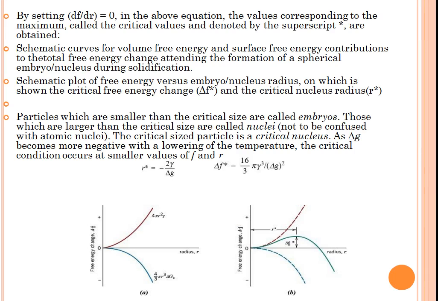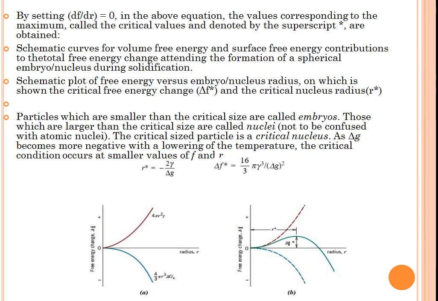By setting dF/dr equal to 0 in the above expression, the curves are obtained for the volume free energy and the surface free energy contribution. This is the total free energy change attending the formation of a spherical embryo nucleus during solidification. Here delta F and the critical nucleus radius r are indicated. So r equals minus 2 gamma by delta G, and delta F equals 16/3 pi gamma cubed by delta G squared. In the graph you can see the corresponding output, the free energy change.